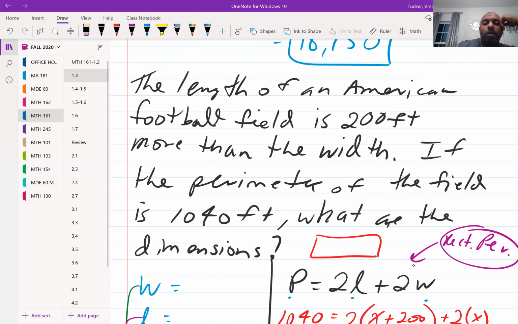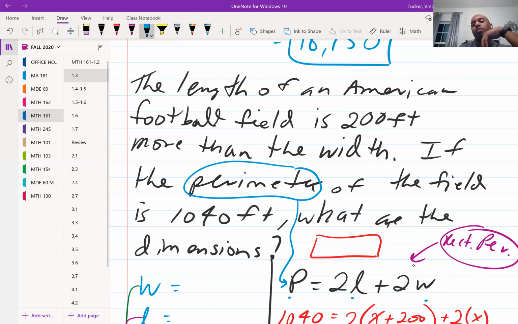All right, so the key here is that they're relating the situation to the perimeter. An American football field is rectangular in shape. So when you talk about the perimeter, you're talking about the formula P equal to 2L plus 2W, the perimeter of the rectangle.